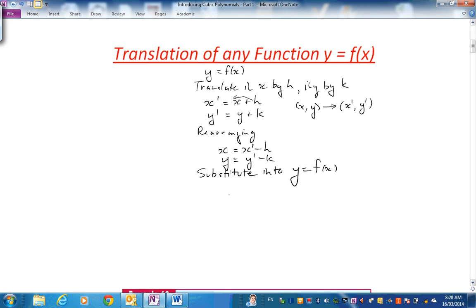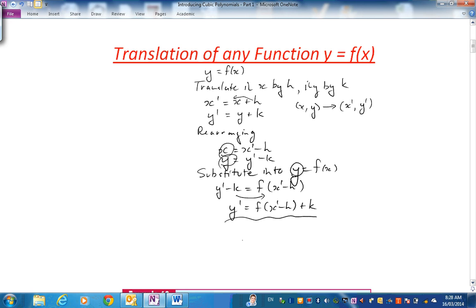Something interesting happens. The old y is the new y minus k. So I'm replacing that. And equals function, no matter what function it is. And my old x will be my new x minus h. Are you starting to see it? So now adding k to both sides, my new y is my function in my new x take h plus k.